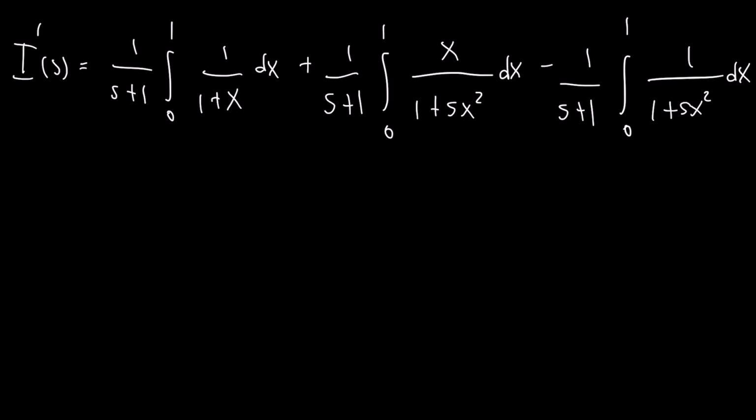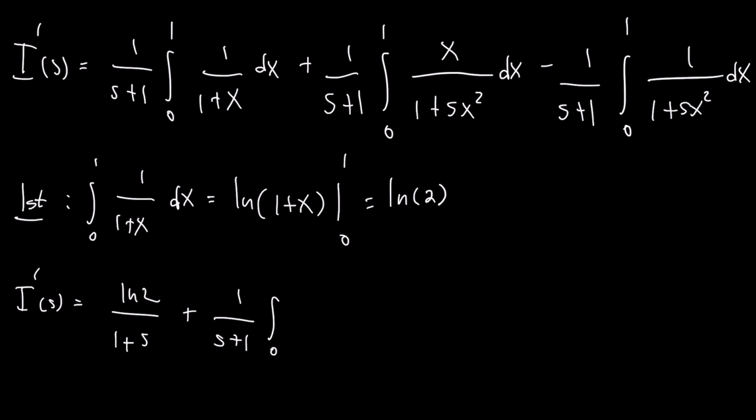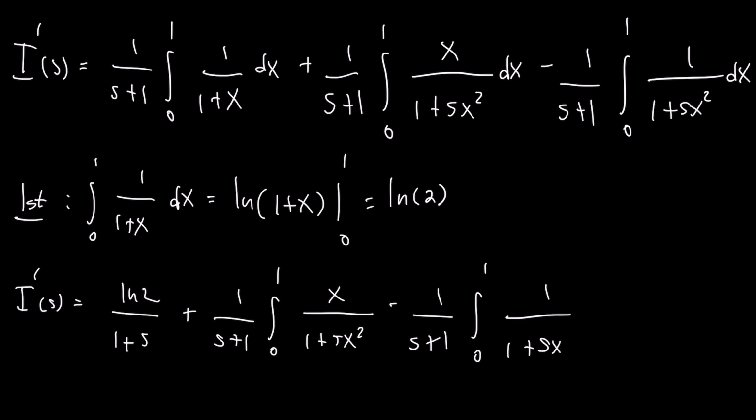evaluate each one. So for the first one, we have the integral from 0 to 1 of 1 over 1 plus x dx, but that's just going to be the natural log of 1 plus x from 0 to 1, which is the natural log of 2. So I prime of s is log 2 over 1 plus s, plus 1 over s plus 1, the integral from 0 to 1, x divided by 1 plus sx squared, minus 1 over s plus 1, the integral from 0 to 1 divided by 1 plus sx squared dx.